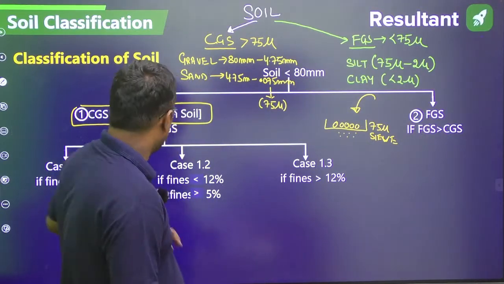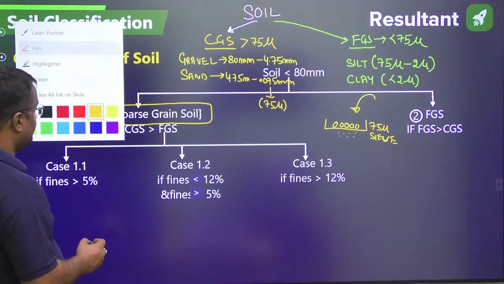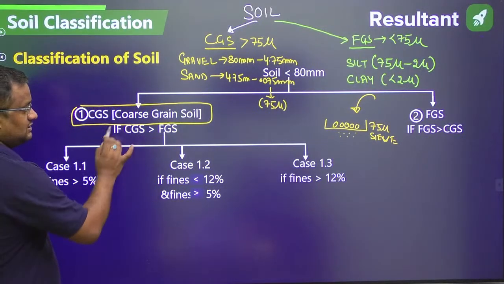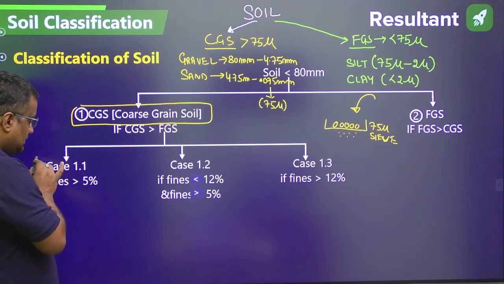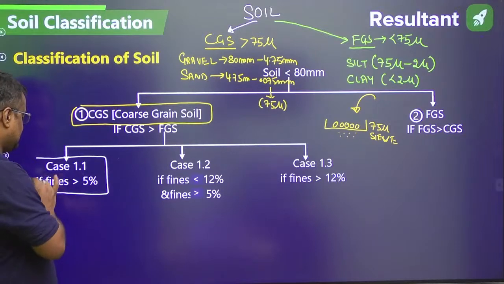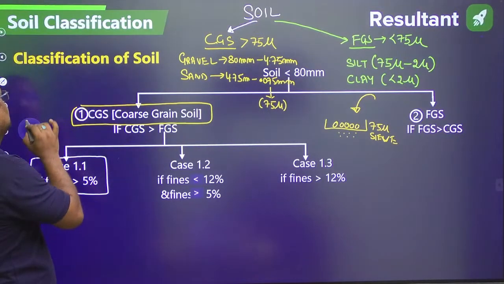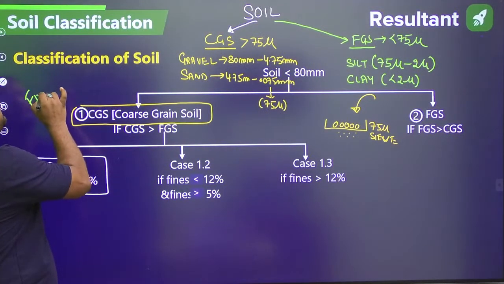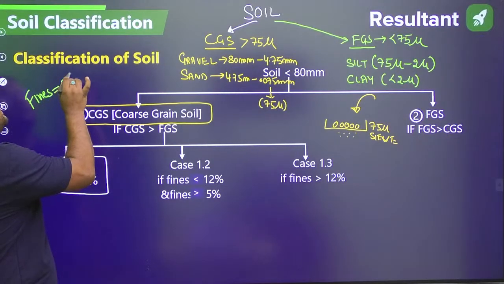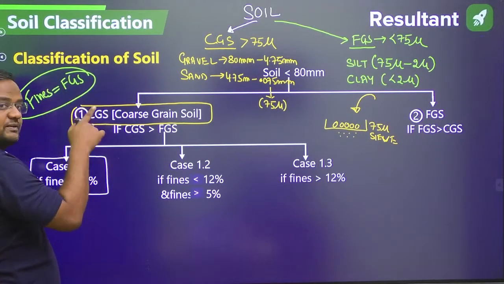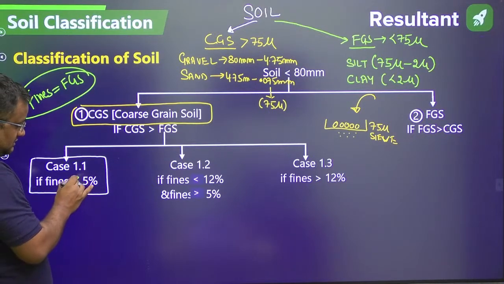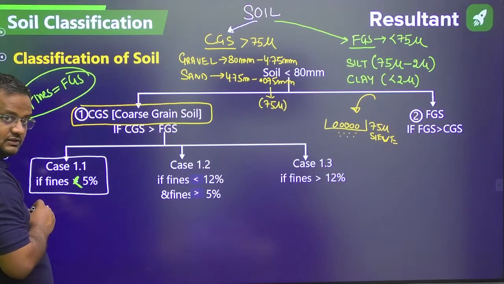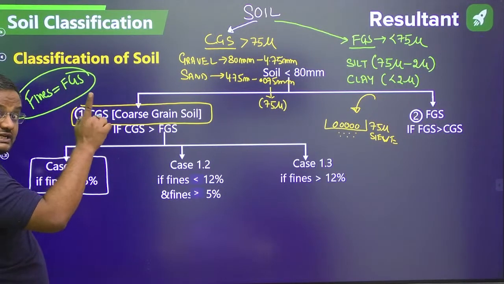Okay. Now, moving further. This is the case when coarse grained soil is more, that means more than 50% is coarse grained soil. Now, case 1 has 3 cases. Case 1.1: fines means fine grained soil. Now, more than 50% is coarse grained soil, and fines is less than 5%. So that means coarse grained soil is more than 95%.